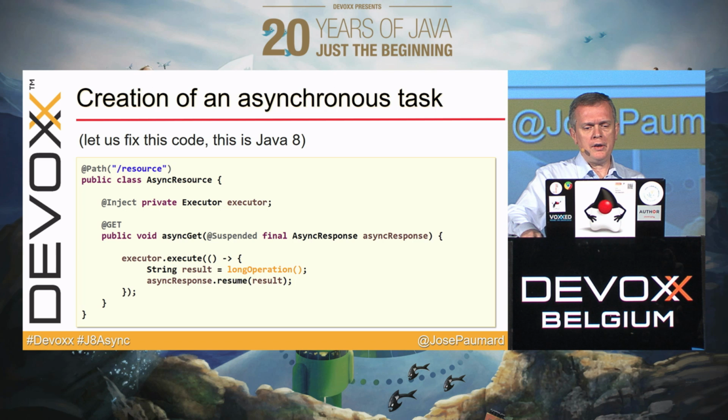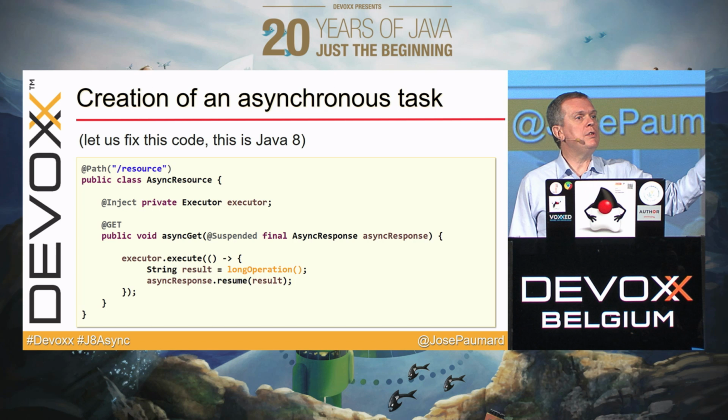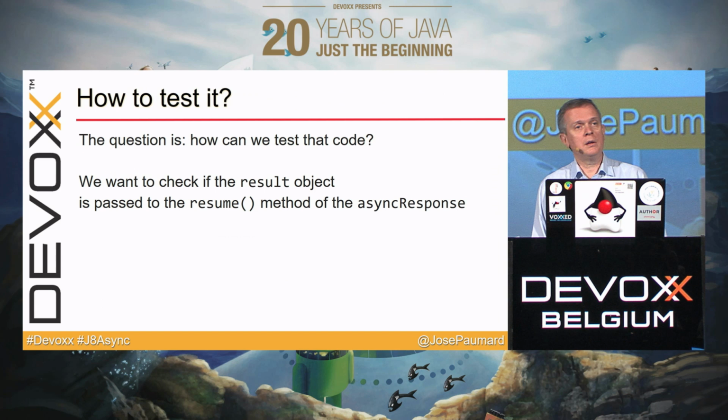Now the question is, I am a fanatic of TDD, clean code, and things like that. I guess we all are. And I would like to unit test this code. And the problem is that what I want to unit test is that the result of the long operation has been properly computed and passed to the resume method. The problem is that since it is wrapped in a runnable and executed in another thread, I need to check that once this thread has finished its work, but I have no clue when this thread has finished its work. I am in a really bad situation because I cannot do this easily.